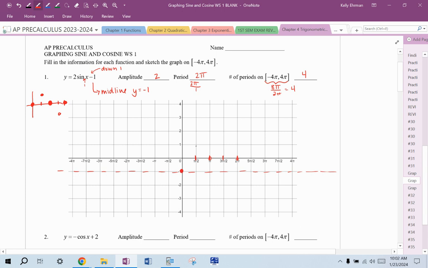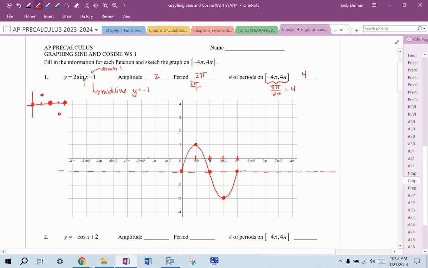I go up 2 units to its amplitude. So I should be at 1. Back to 0, which is on my midline. 2 units below my midline. And back to the midline. So this is one period of the sine curve with an amplitude 2, and it's been shifted down 1.